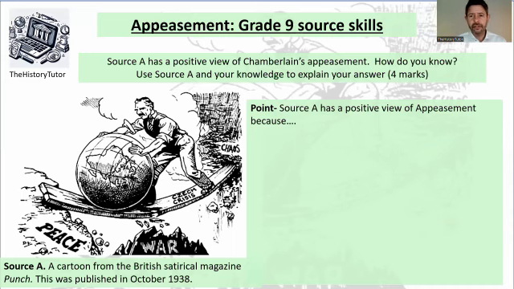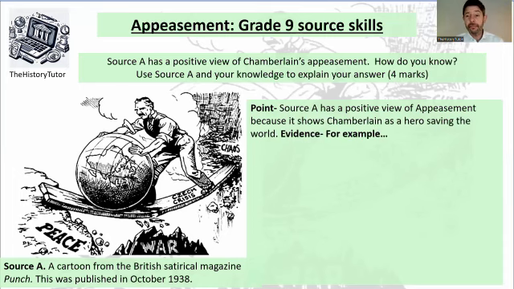If you're writing with me, then obviously just pause at the opportune moment and write your ideas. So, Source A has a positive view of appeasement because... Why do you think? Give the message. What's the positive message of it? So here's what I've gone for: because it shows Chamberlain as a hero saving the world. Exactly the message we had in our analysis of this.